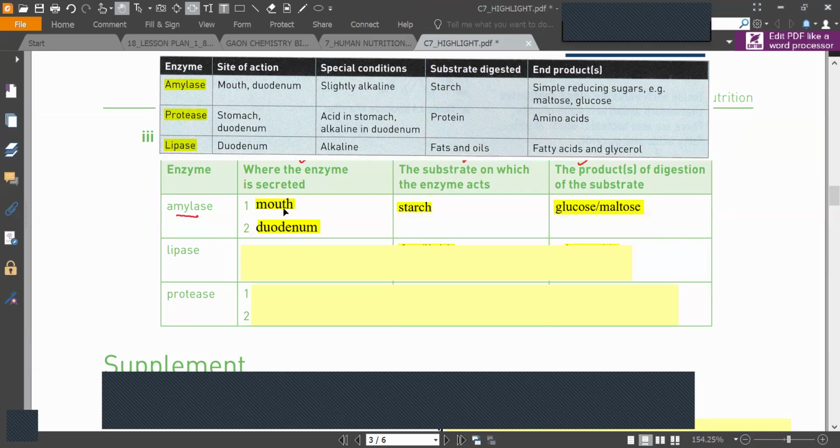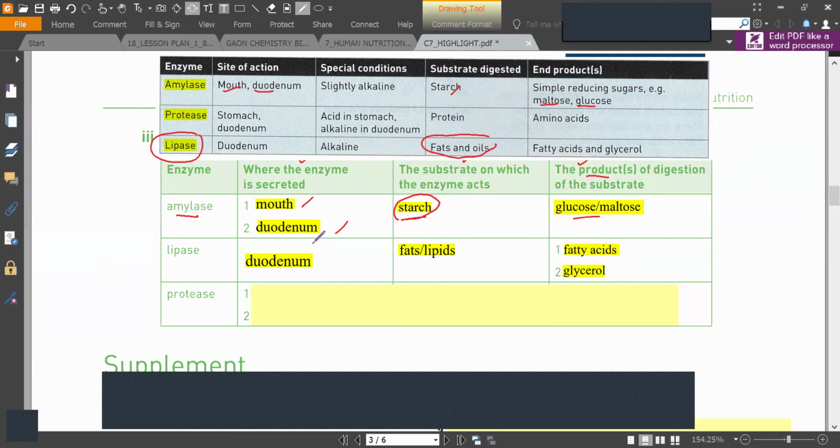Okay, so amylase. Where is it found? In the mouth and duodenum. The substrate, what it is breaking down, is starch. The products will be maltose or glucose. Next, lipase. The function of lipase is breaking down fats and oils.